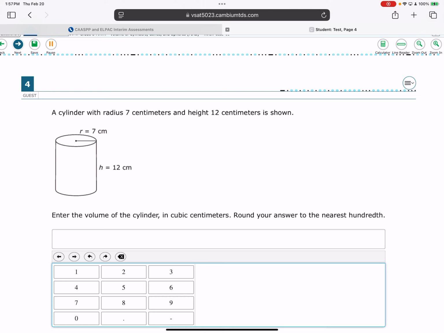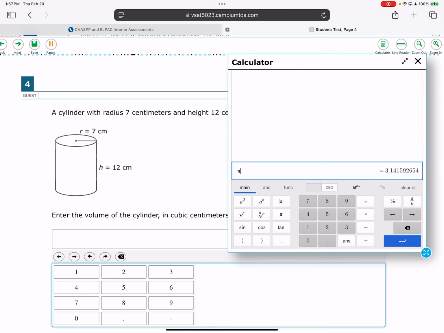All right, same thing with this one. I'm gonna use the calculator. I'm gonna say it's pi times the radius, 7, squared, times 12. And we got 1,847.25, but the 6 rounds me up to 0.26, so 1,847.26.